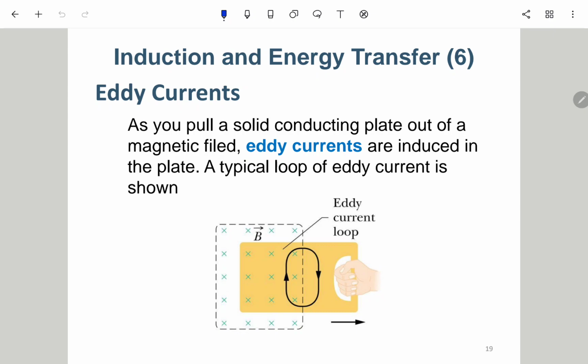The next one is called the eddy current. Eddy current means a whirlpool, a swirl. As you pull a solid conducting plate out of a B field, eddy currents are induced in the plate. A typical loop of eddy current is shown.